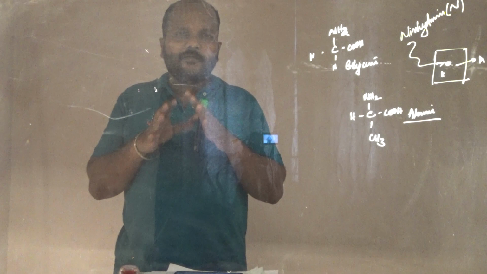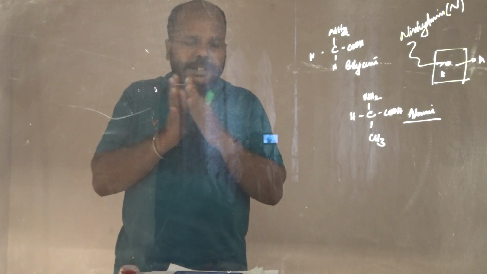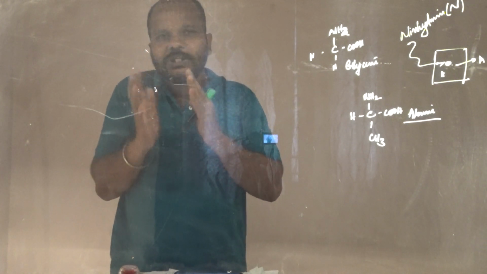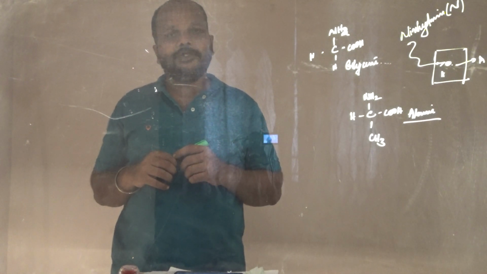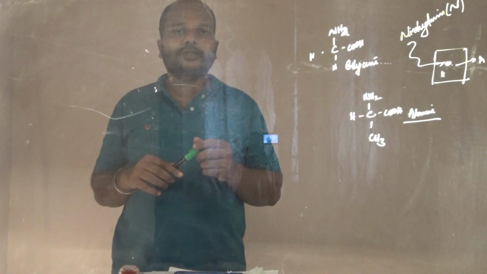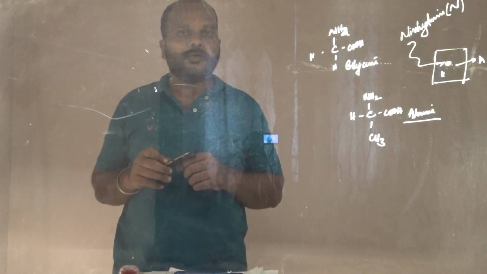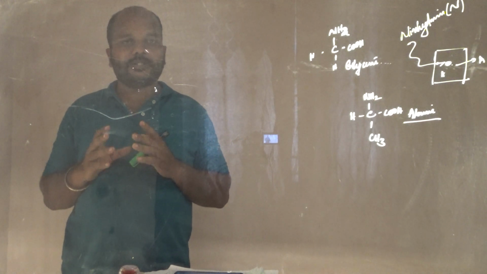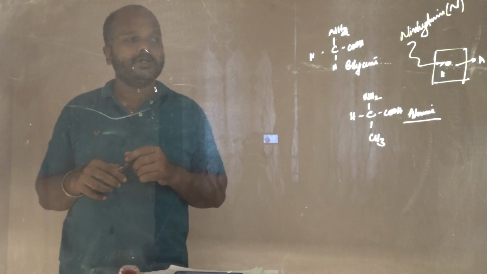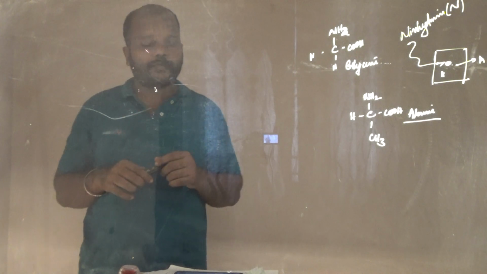So we need a very cutting edge, very precise experimental technique to separate glycine and alanine from each other. That is the reason we are using paper chromatography. Something with a very closely related chemical structure, we need to separate using paper chromatography, right?